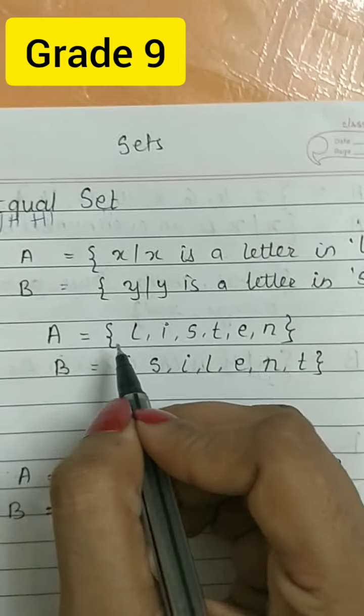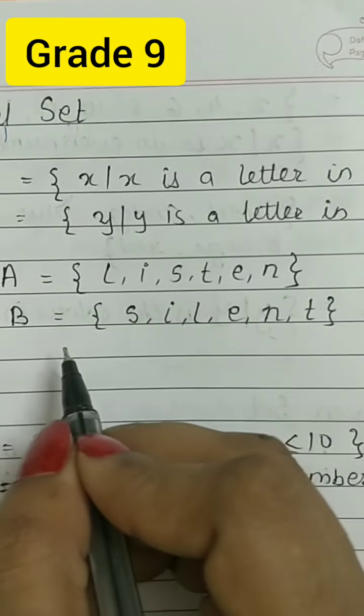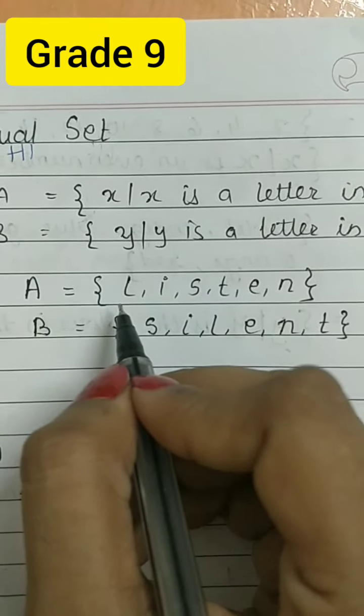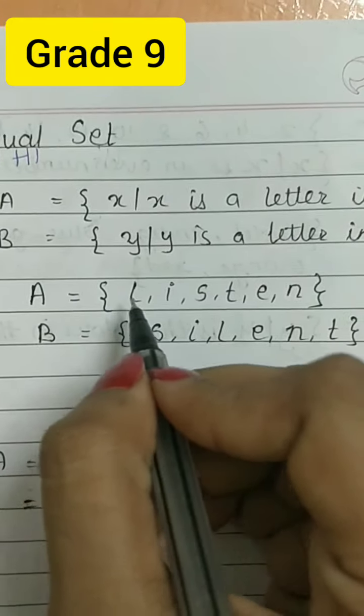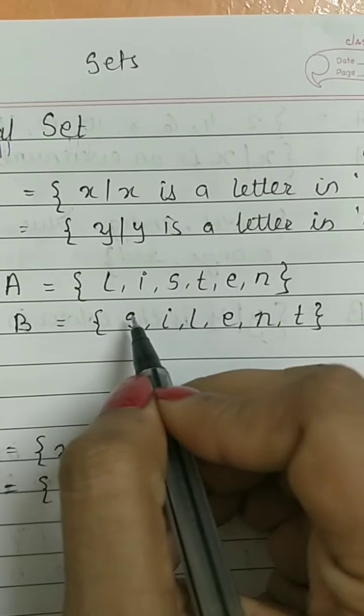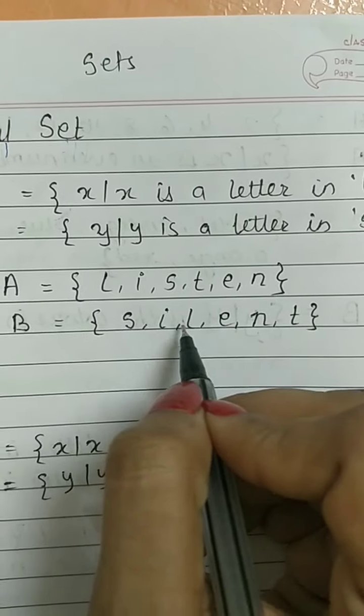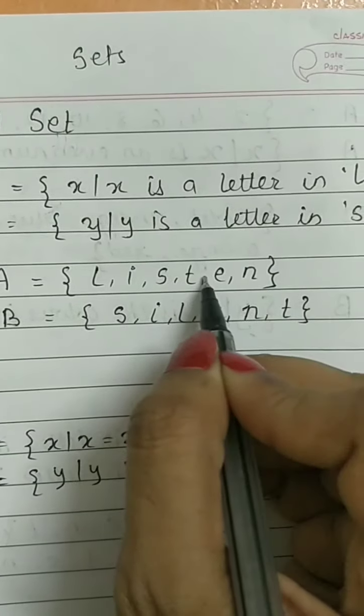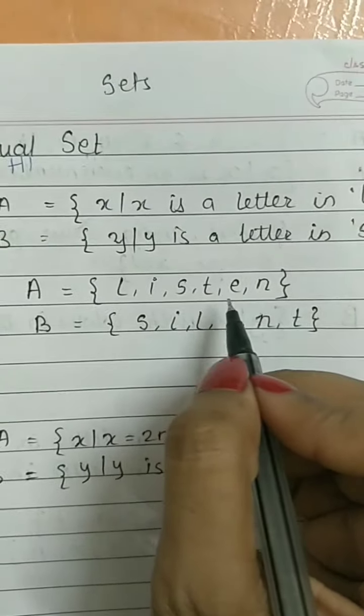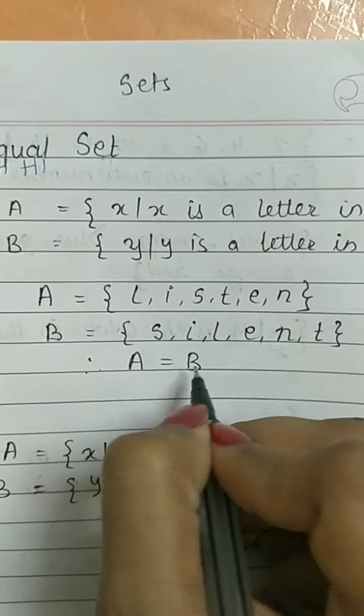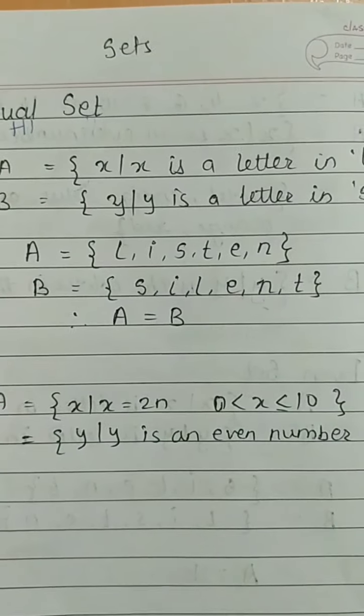Okay. So now if you observe clearly and properly, then this L is also in the set B, I is also in the set B, S is there in the B, T is there in the B, E and S, N. Okay, so that means all the elements of set A are in the set B, and let's check this S, I, L, E, N and T. So that means all the elements of set B are in the set A. Therefore, we can say A is equal to B. That means these two sets are equal.